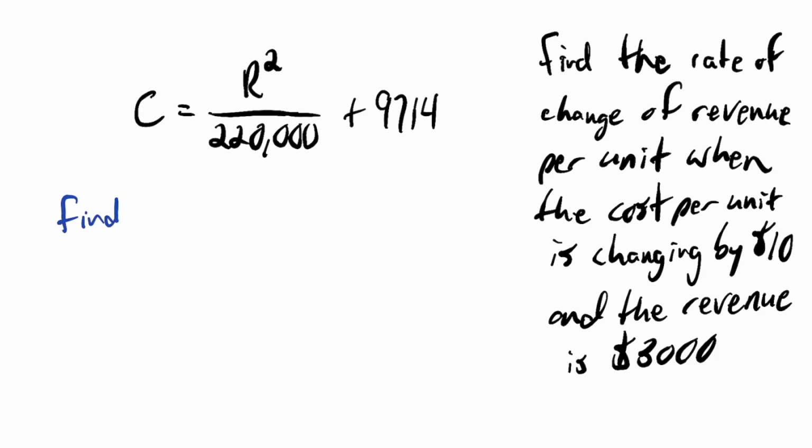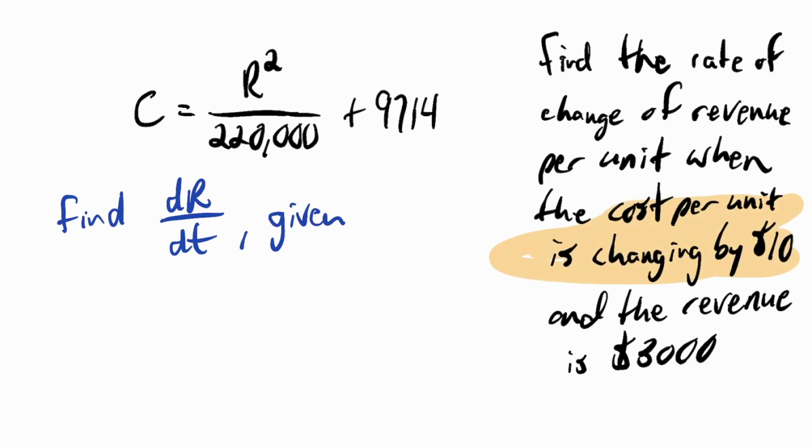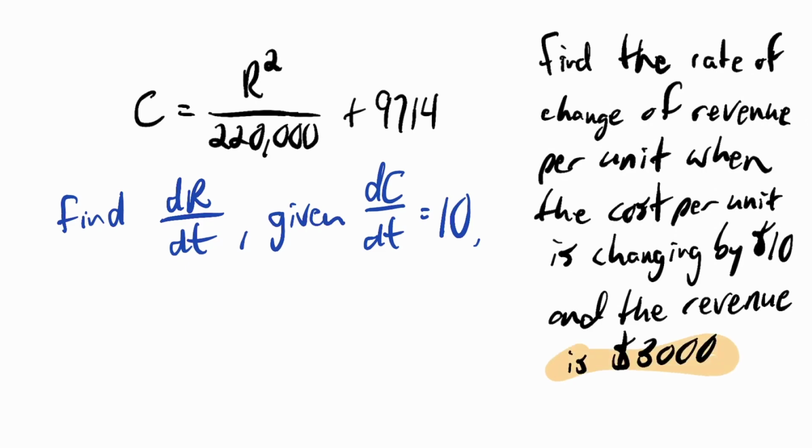Find dR/dt, and then we're given two pieces of information. I'm told that the cost per unit is changing by $10. That's dC/dt, the rate of change in the cost as a function of time. So dC/dt equals $10. And then it says also the revenue is 3,000.